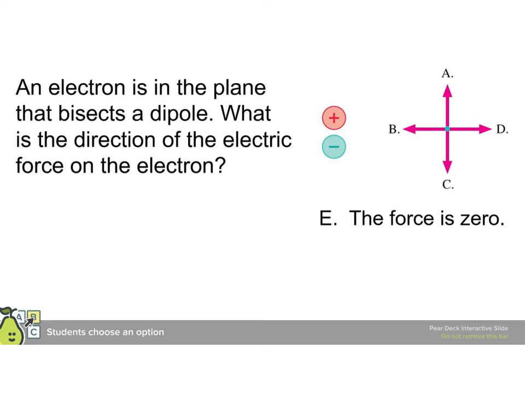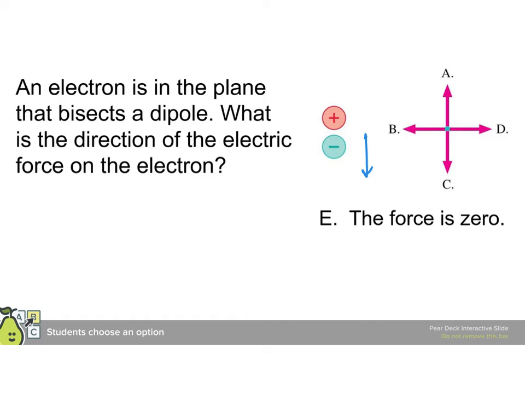All right, an electron is on a plane that bisects a dipole. What is the direction of the electric force on the electron? So we have to be careful here because we want the force. So the field, we'll put the field in blue. The field of the dipole is always opposite to the dipole moment, at least on the perpendicular bisector. So the field is looking like this.